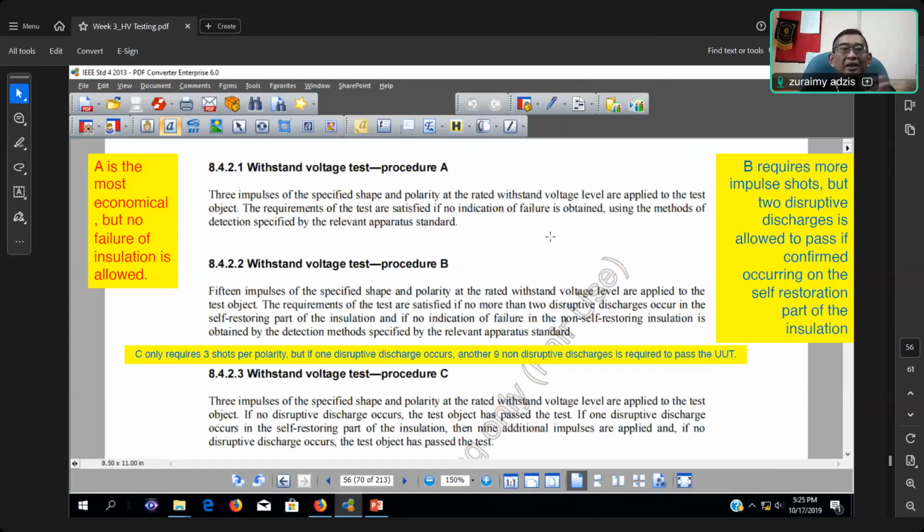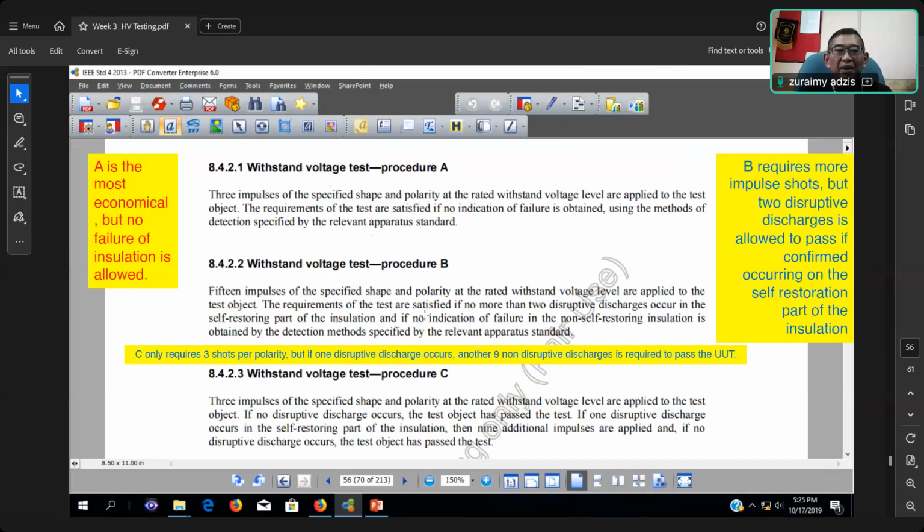So this test is very economical because your UUT is still okay. It is not yet damaged. But that's it. While procedure B, you inject 15 impulses of the specified shape and polarity. Just now, how many? 3 impulses. Here, 15 impulses at the specified shape and polarity at the rated withstand voltage level are applied to the test object.